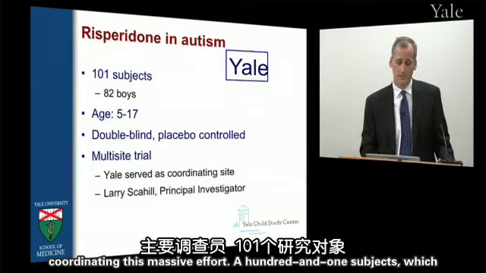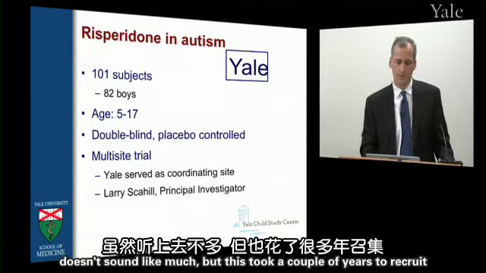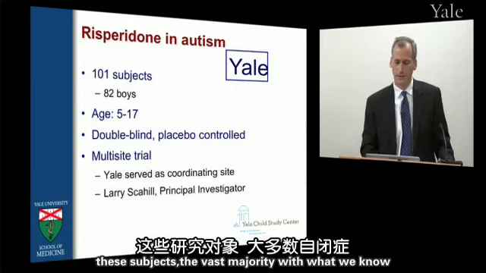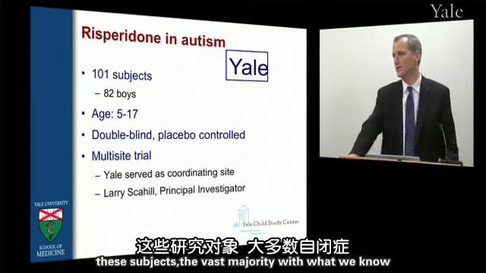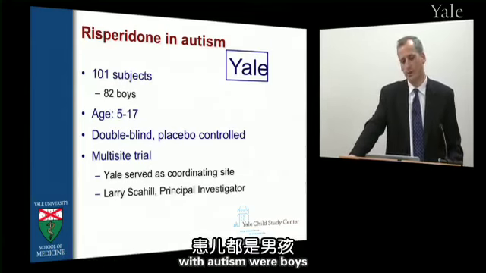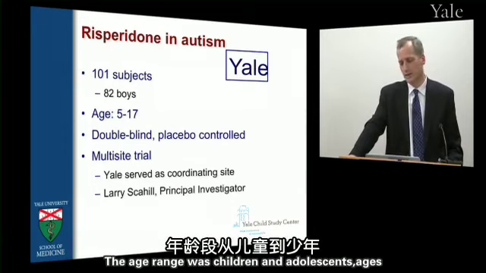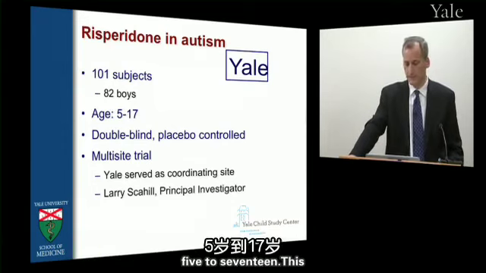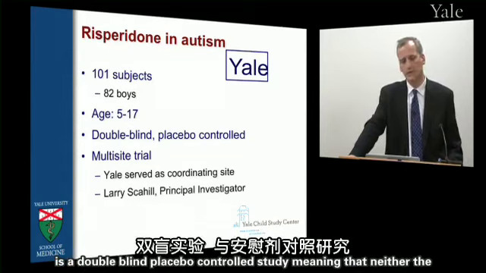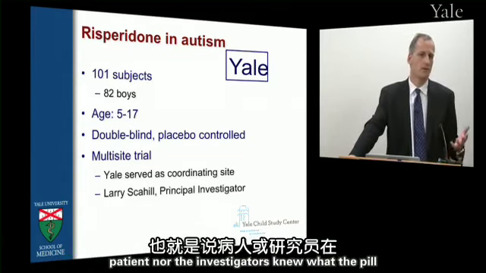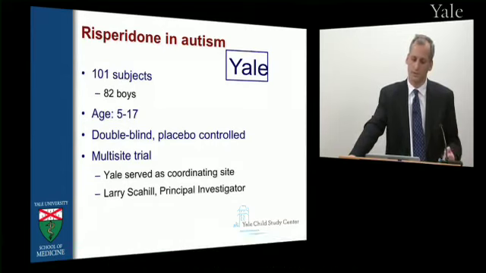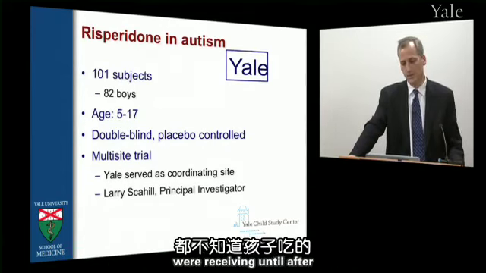101 subjects, which doesn't sound like much, but this took a couple of years to recruit these subjects. The vast majority, consistent with what we know with autism, were boys. The age range was children and adolescents, ages 5 through 17, and this was a double-blind placebo-controlled study, meaning that neither the patient nor the investigators knew what the pill was that the children were receiving until after the study was completed.